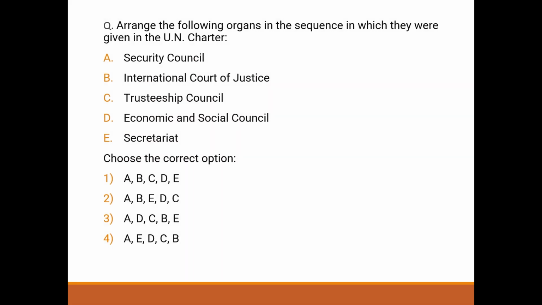Next question. Arrange the following organs in the sequence in which they were given in the UN Charter. Security Council, International Court of Justice, Trusteeship Council, Economic and Social Council, Secretariat. So first is Security Council, then second is Economic and Social Council, third is Trusteeship, fourth is International Court of Justice, and last is Secretariat. So answer will be option number 3.